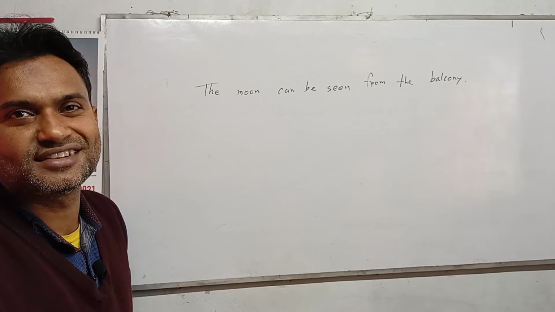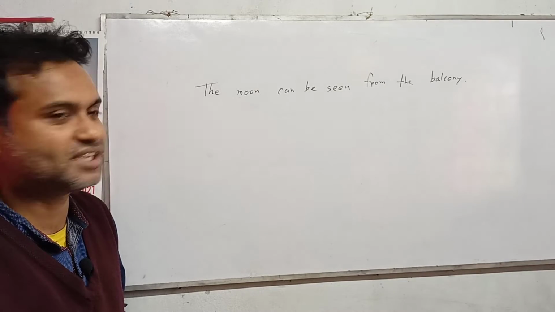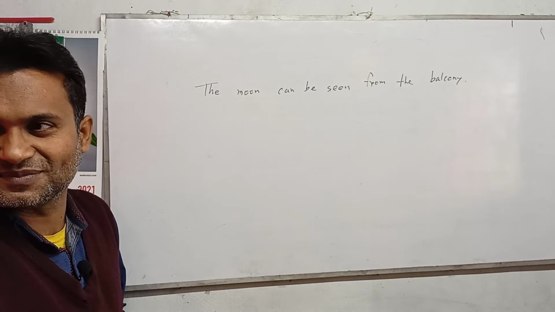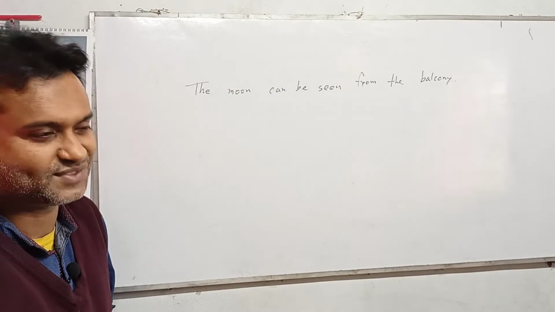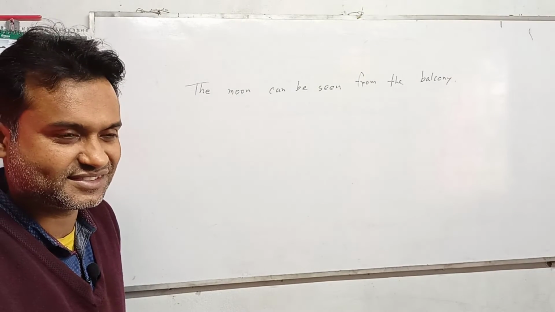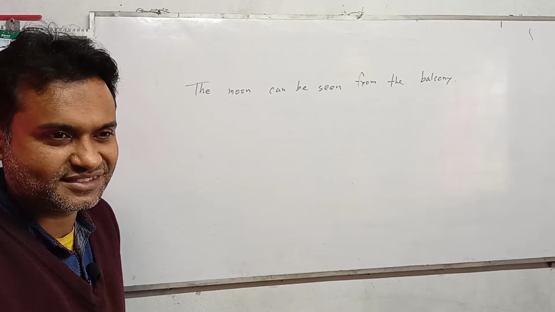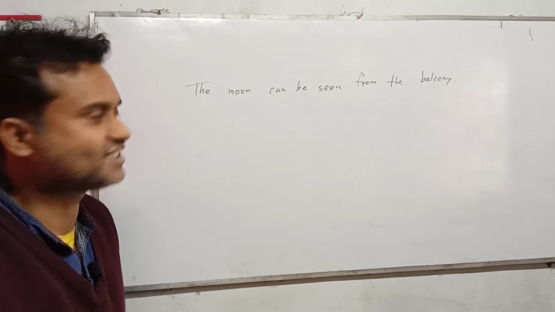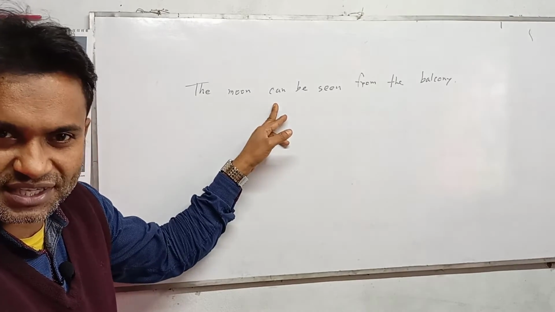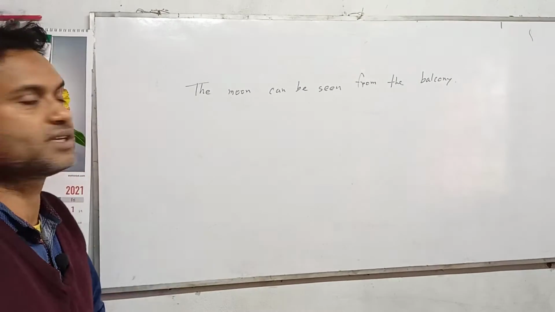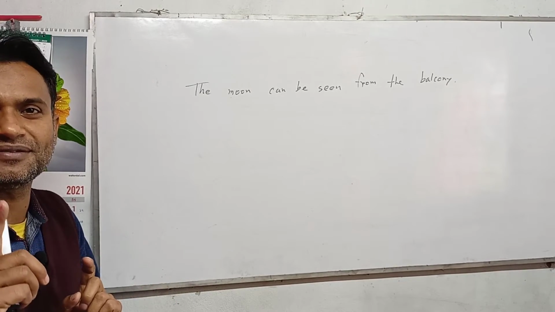Okay, what is the meaning? Who can tell? The moon could be seen from the balcony. Can be seen, or can see? You're right, it can be seen. This is the passive form, and can is the present form. Okay, this is the passive. But our subject matter is that we have to find out the verb. Okay, find out the verb.